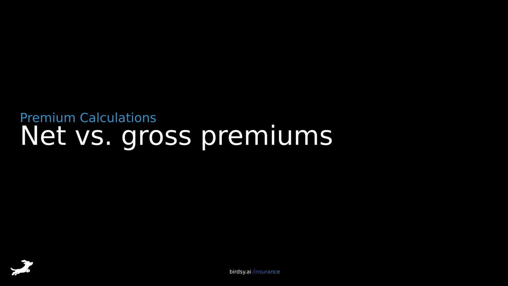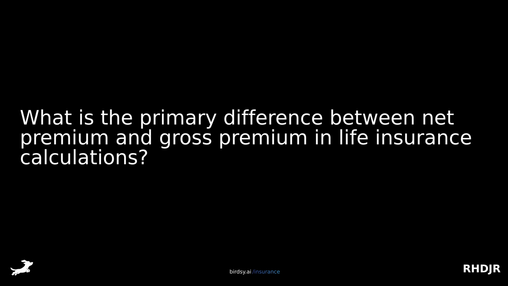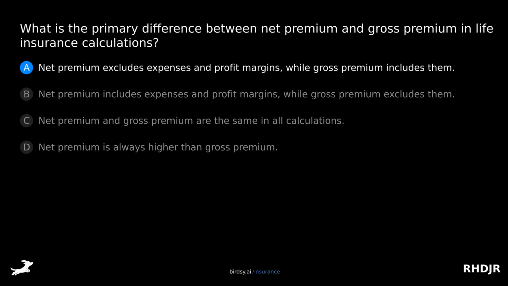Net versus gross premiums. What is the primary difference between net premium and gross premium in life insurance calculations? Is it A, net premium excludes expenses and profit margins, while gross premium includes them? B, net premium includes expenses and profit margins, while gross premium excludes them? C, net premium and gross premium are the same in all calculations. Or D, net premium is always higher than gross premium?